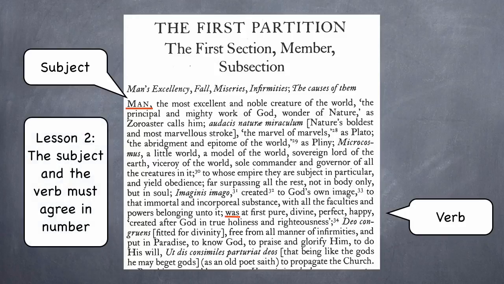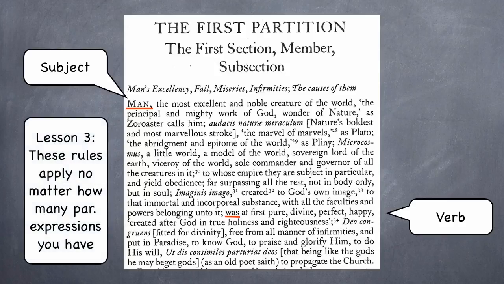Lesson 2, the subject and the verb must agree in number. Now, do they agree in number? Man was. Absolutely, they do. Man was. Not man were. No, man, singular, was, singular. Women, plural, were, plural. Right? So they must agree in number. I don't care how many words you have between your subject and your verb, the subject and the verb must agree in number.